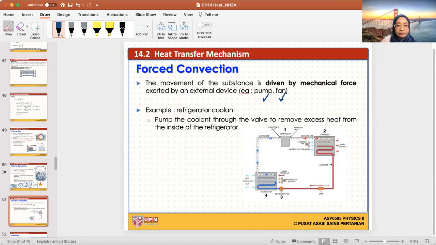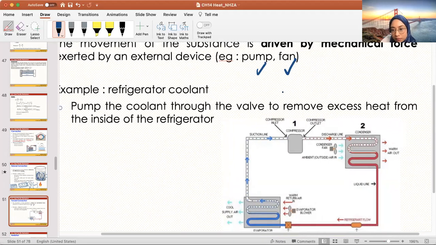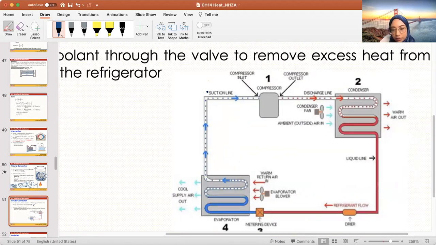Dua-dua ni bergerak. Okay, so for example, your refrigerator coolant. The way that your refrigerators are cooled is by forced convection. Tak nampak lah pula gambar ni kan. Sekejap. Let's see if we can see it. Kecil sangat. Okay.